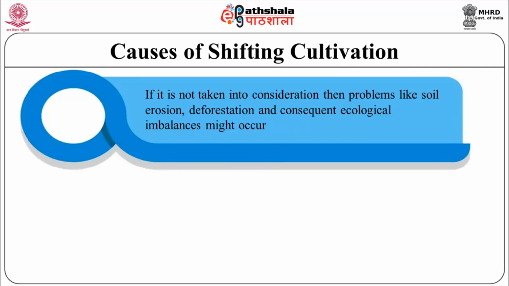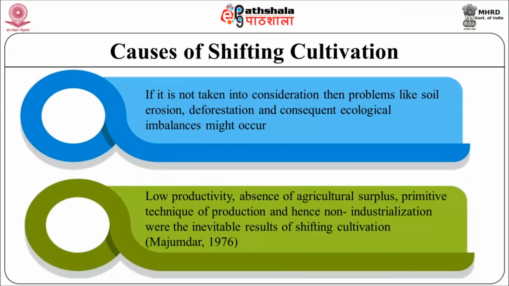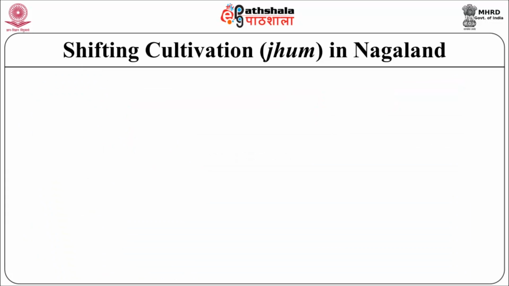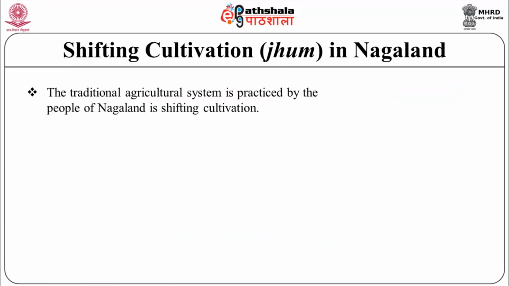Shifting cultivation has not been taken into consideration those problems like soil erosion, deforestation and consequent ecological imbalances. Low productivity, absence of agricultural surplus, primitive techniques of production and hence non-industrialization were the inevitable results of shifting cultivation, according to Majumdar. Shifting cultivation, or jhum cultivation, in Nagaland, Northeast India is the traditional agricultural system which is practiced by the people of Nagaland.